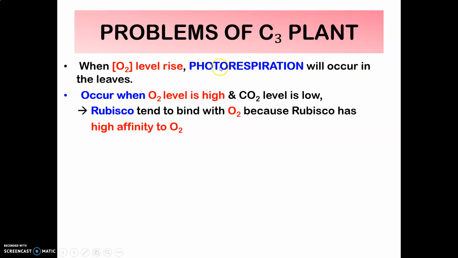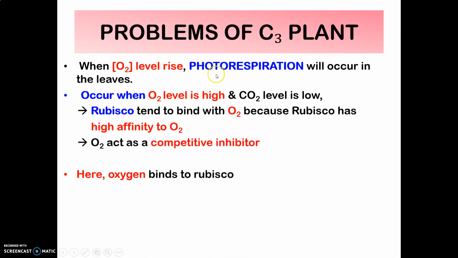Okay, nanti kita akan tengok into more detail. Okay, photorespiration akan berlaku, which is dia akan occur bila oxygen level is high and carbon dioxide level is low. Kenapa? What is photorespiration? Apa yang berlaku, Rubisco ni dia ada high affinity kepada oksigen. Okay, they tend to bind to oxygen more than the carbon dioxide because it has the high affinity to oxygen.